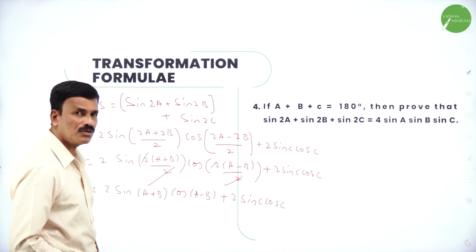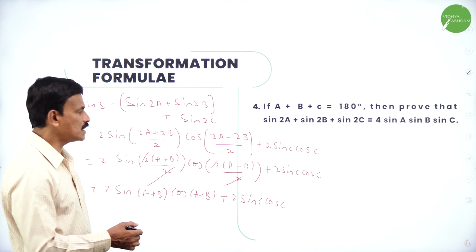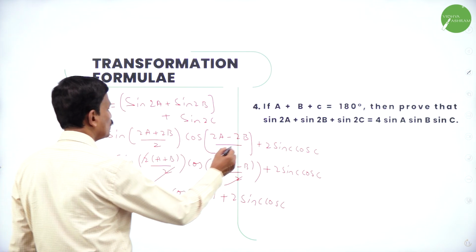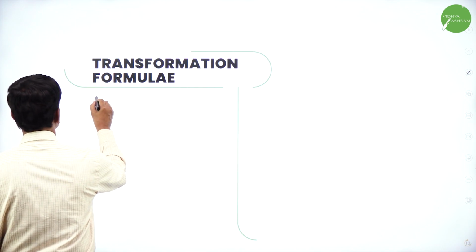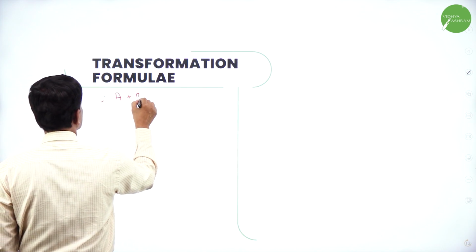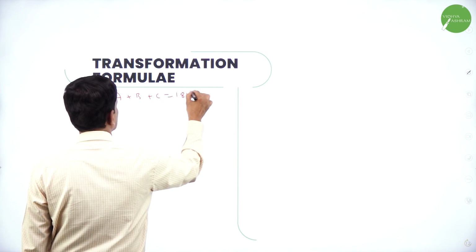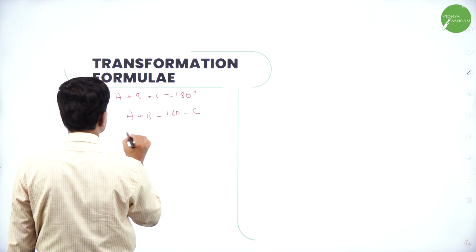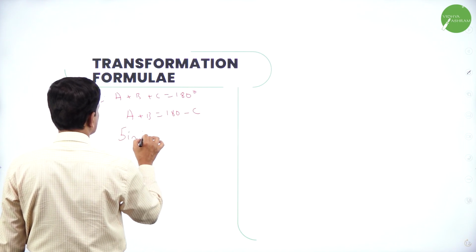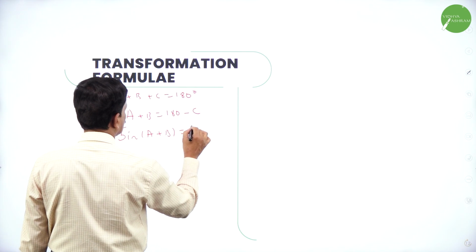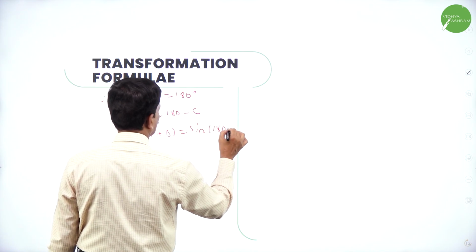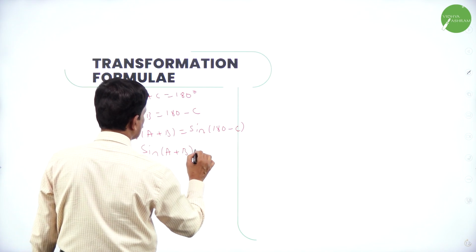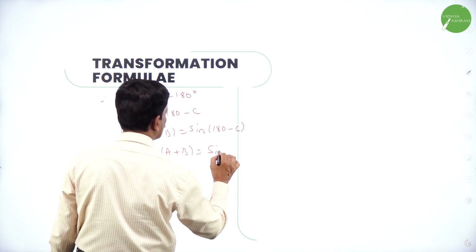This is the first step. Okay, so just use sine c plus sine d, and sine 2c is equal to 2 sine c cos c. Now, since it is given that a plus b plus c is equal to 180, just convert: a plus b is equal to 180 minus c. Take sine on both sides. Sine of a plus b is equal to sine of 180 minus c. So, sine of a plus b can be written as sine 180 minus c, which is sine c.